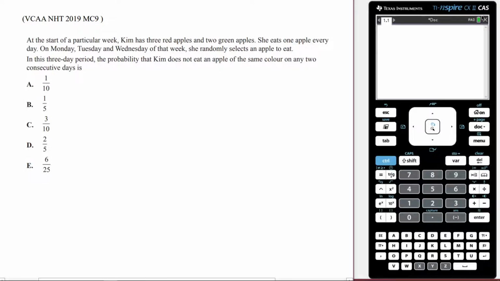We're going to answer this question here, and as you can see, this is a Year 12 question taken from the Northern Hemisphere 2019, multiple choice question 9. It says, at the start of a particular week, Kim has 3 red apples and 2 green apples. She only eats 1 apple every day. On Monday, Tuesday, Wednesday of that week, she randomly eats an apple. In this 3-day period, the probability that Kim does not eat an apple of the same color on any 2 consecutive days is which of the following?